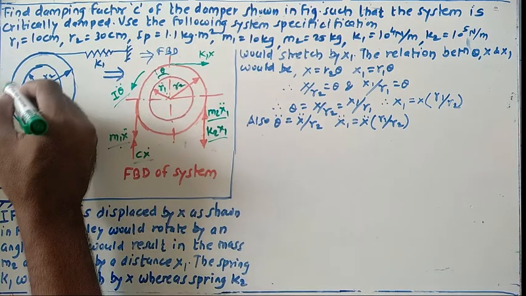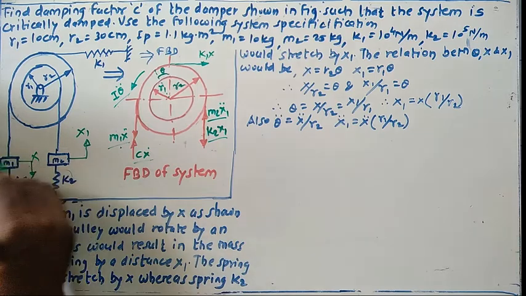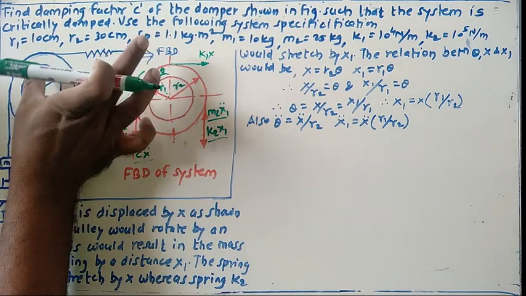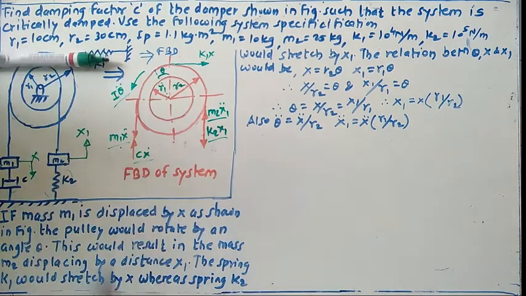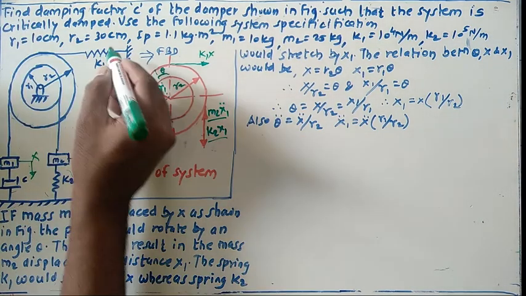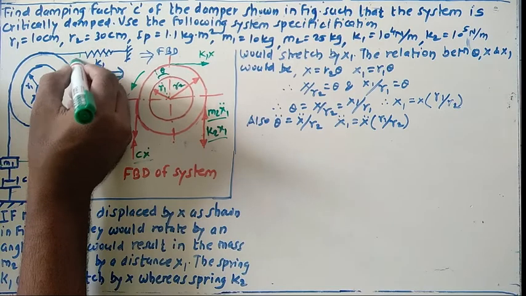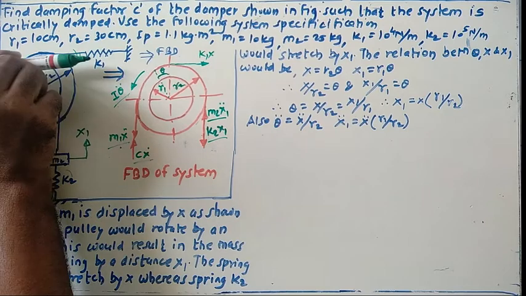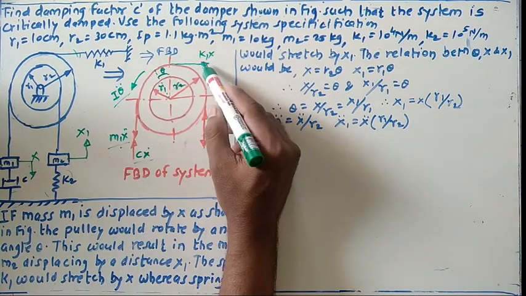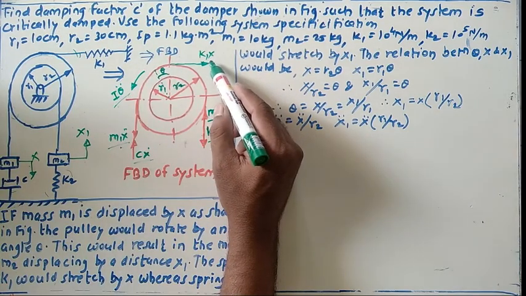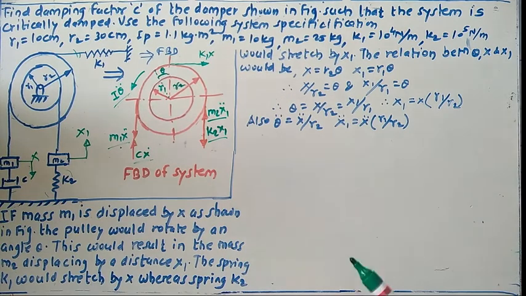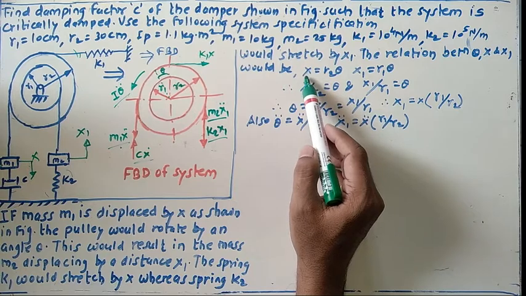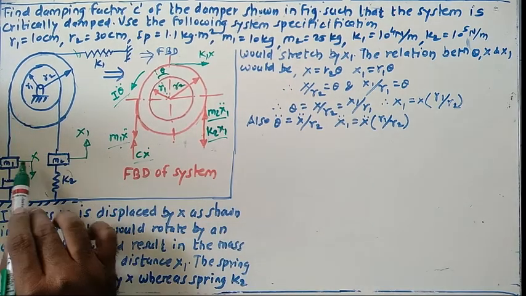If I pull this one mass in the downward direction, of course the spring gets expanded and the resistance occurs in the opposite direction. So the spring gets stretched, expanded like this, and the spring force comes in the opposite direction. So k1 into x will come here.